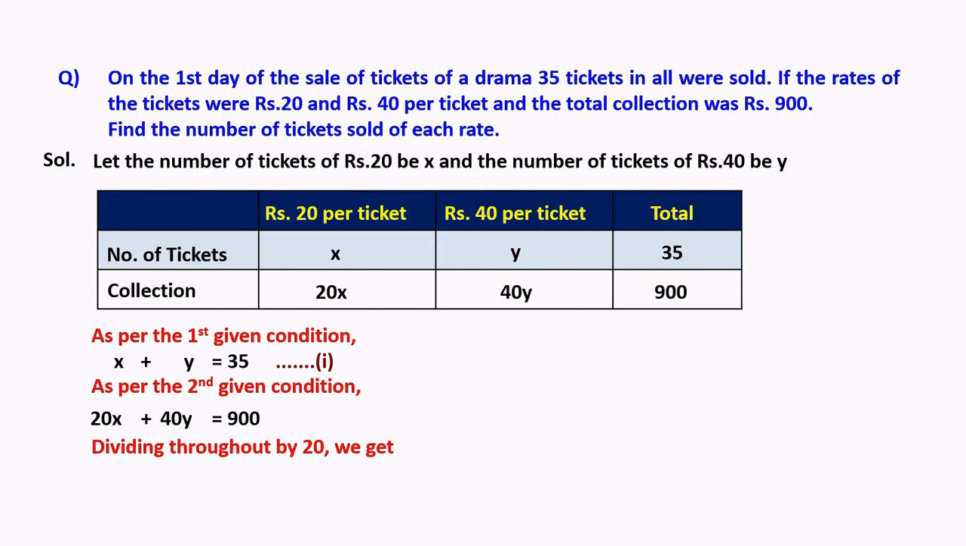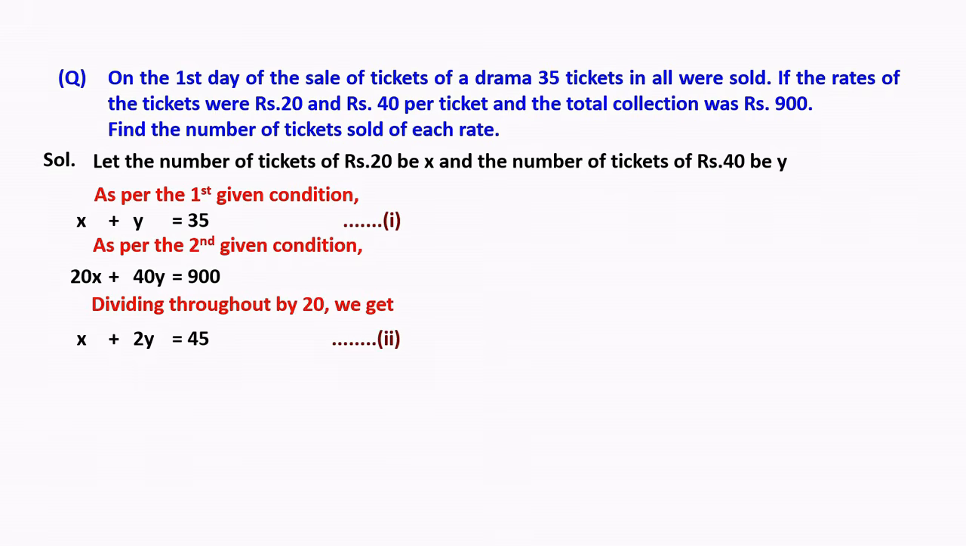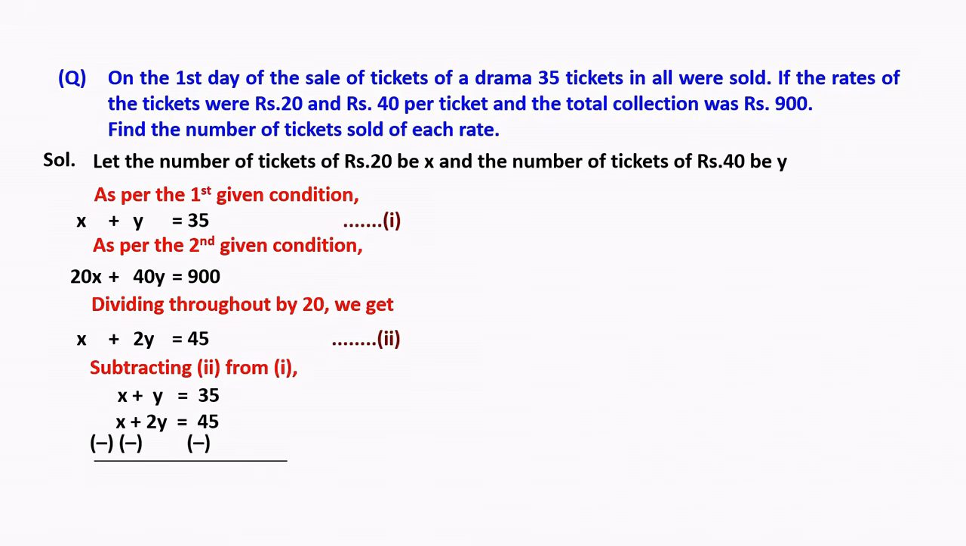Dividing throughout by 20, we get x plus 2y is equal to 45. Now we will solve these 2 equations in next slide. Subtracting equation 2 from equation 1, x plus y is equal to 35, x plus 2y is equal to 45. On subtracting, minus y is equal to minus 10. Therefore, y is equal to 10.